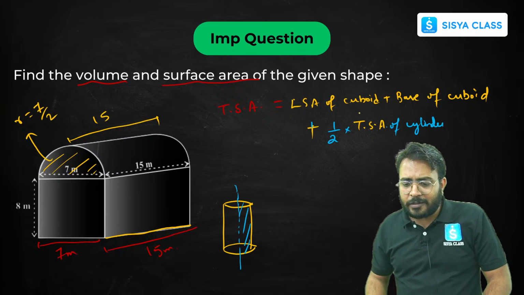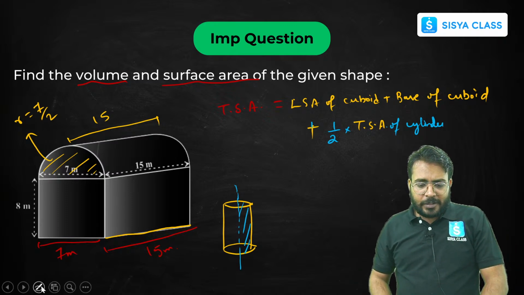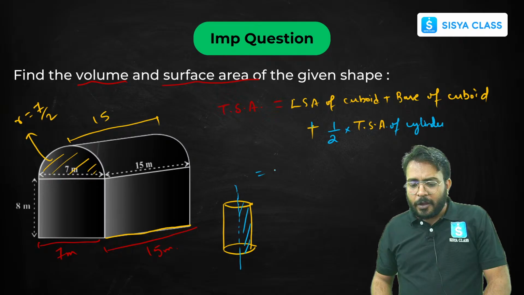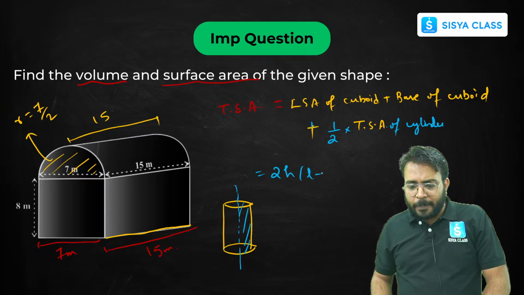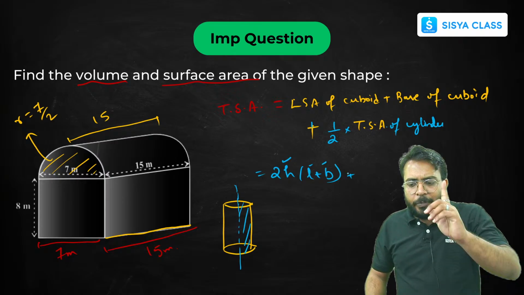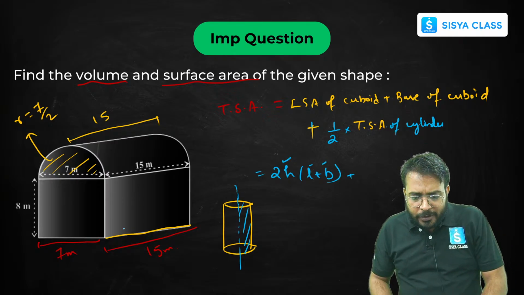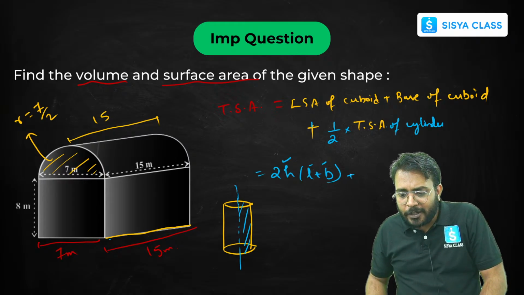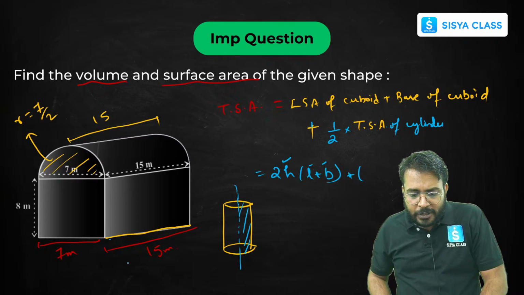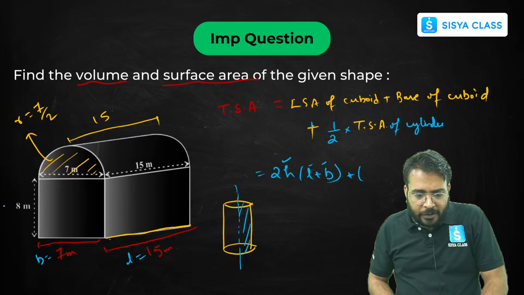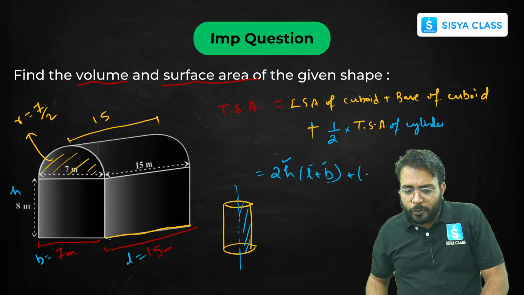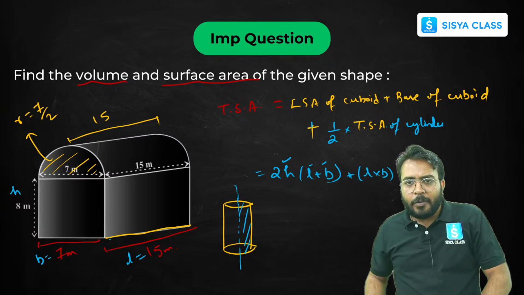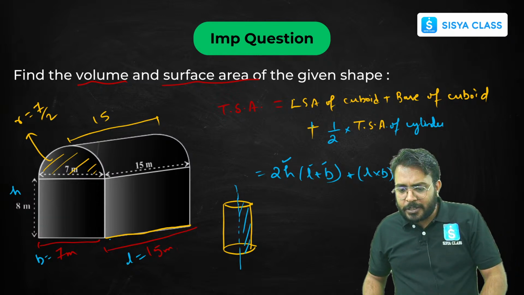So what is going to be the lateral surface area of the cuboid? Lateral surface area of a cuboid is nothing but twice of h into (L plus B). You know all three values: h, L, and B. Plus the base of your cuboid. Here 15 centimeters is the length and 7 centimeters is the breadth, so the base is going to be L into B. Suppose this is my L, this is my B, and this is my H. Base of my cuboid plus half of the total surface area of your cylinder.